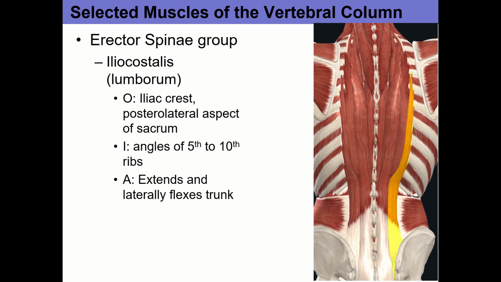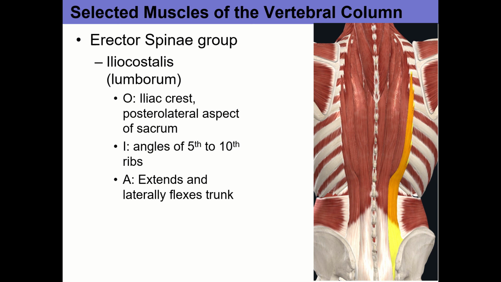The other 2 iliocostalis muscles: there's one in the thoracic section, which is called iliocostalis thoracis. And then the last one is in the cervical section, so in the neck, and that's iliocostalis cervicis. So know that the erector spinae group is active, or are agonists, for extension of the spine.